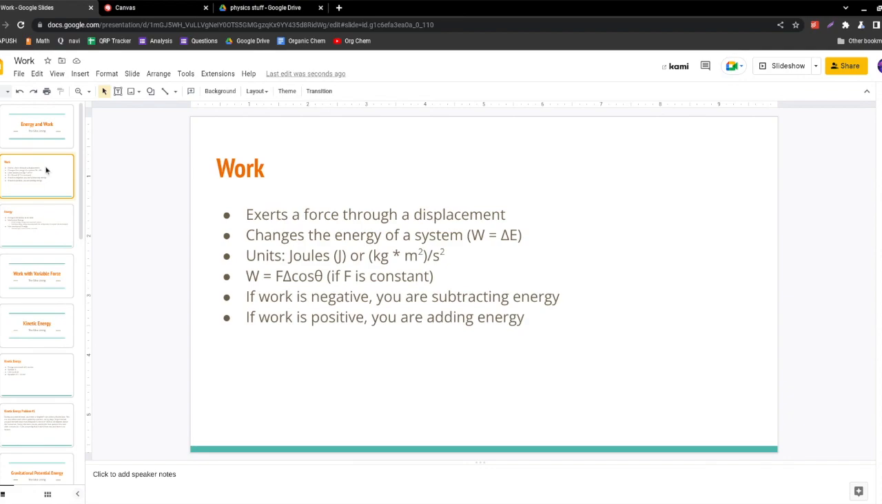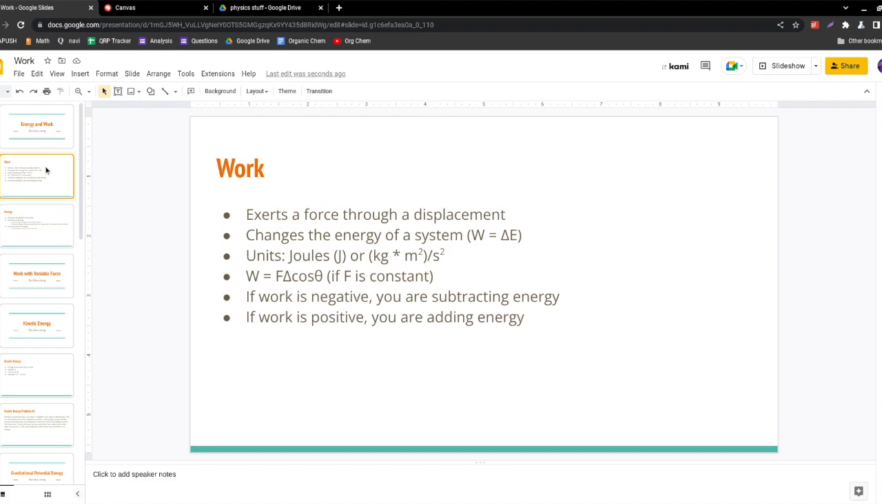So, work. Work is basically when you exert a force through a displacement, and it being through a displacement is very important. If an object was at the position x equals 0, and then you move it around, and then eventually you return the object to x equals 0, you've done no work on that object because your displacement is 0. So basically the same logic as displacement, and it's something that you should remember.